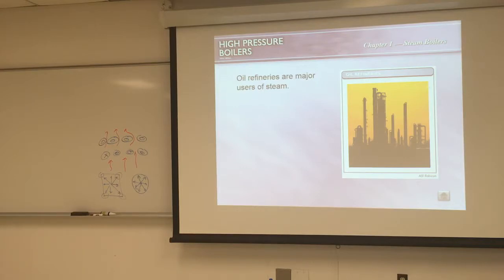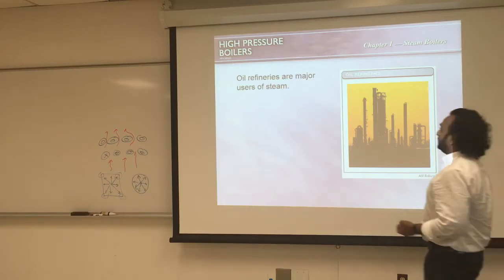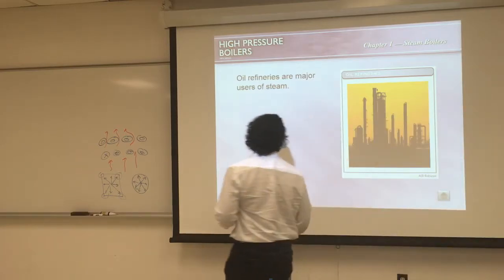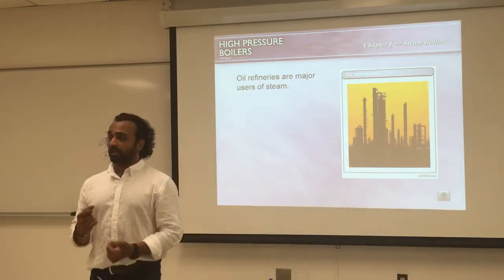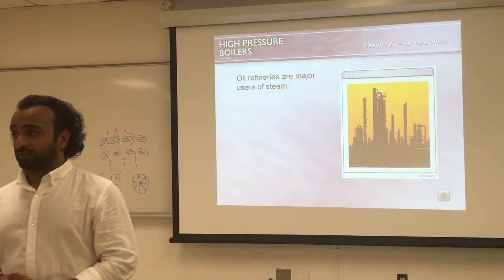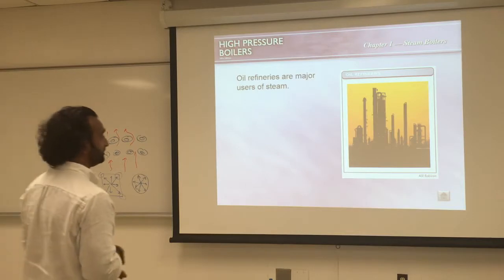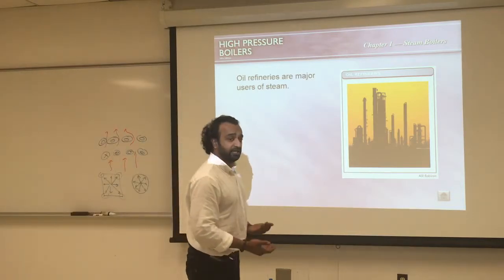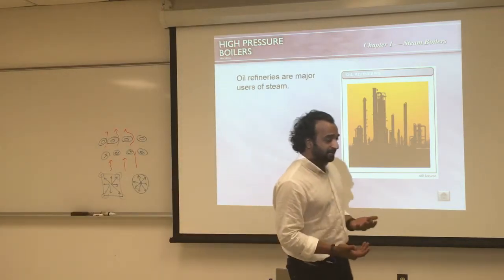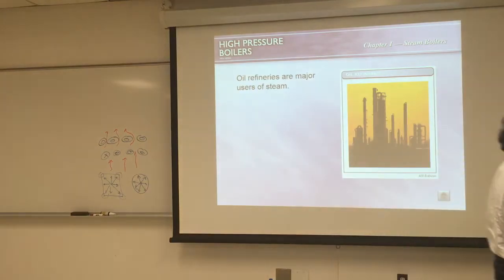Again, some of the examples, where do we use boilers? Refineries. I did work in a refinery for a while, and refineries are a major user of steam. Why? They have to heat the product, which is crude oil. They have to generate electricity. So they use steam for heating, for cleaning, for stabilizing the product, and also for generating electricity for the equipment that runs in the refinery.